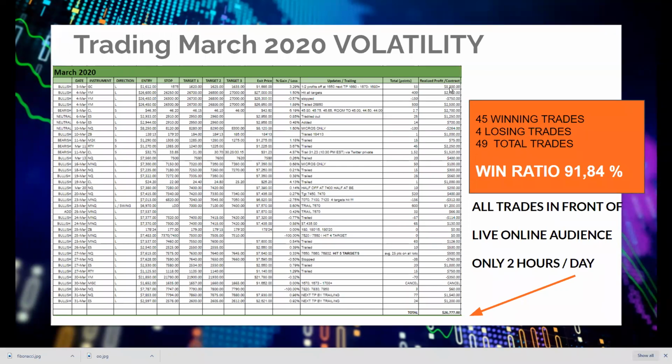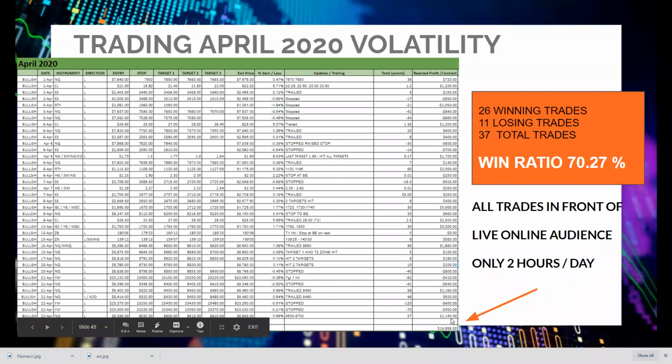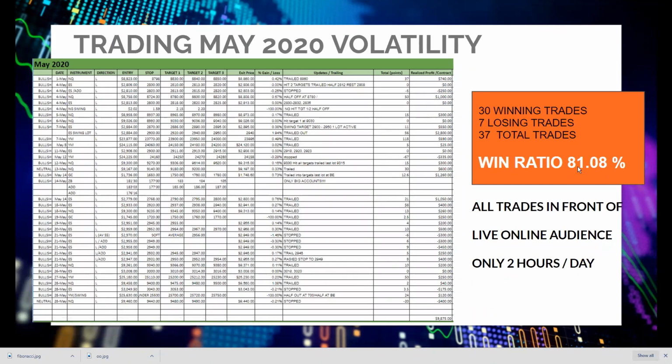Okay, so if you have traded with me 2 hours a day, $26,000 in the month of March. April, 70% batting average, $16,000, 2 hours a day, 1 contract per trade. Win ratio for the month of May, 81%, 9,800, 1 trade a day.